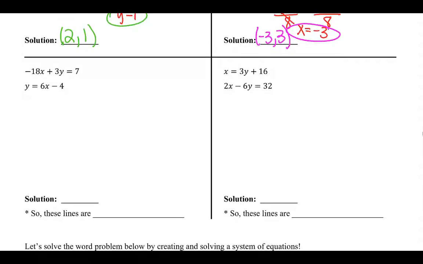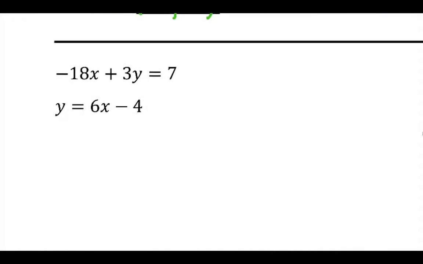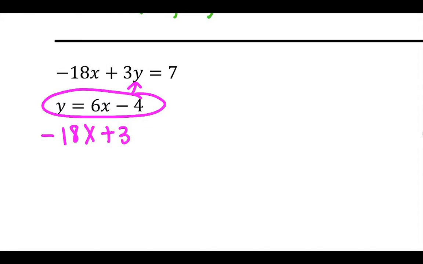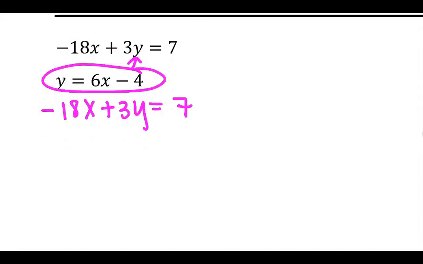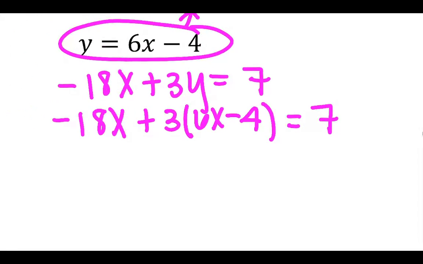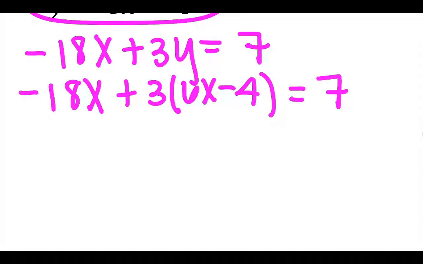Okay, 3 more, y'all. So this guy, I've already solved for y, so I'm going to use this first equation up here, and I'm going to plug in for y. So I've got negative 18x plus 3y equals 7, but instead of y, I'm plugging in all of that stuff. I've got 6x minus 4 equals 7. Then I'm going to start simplifying.